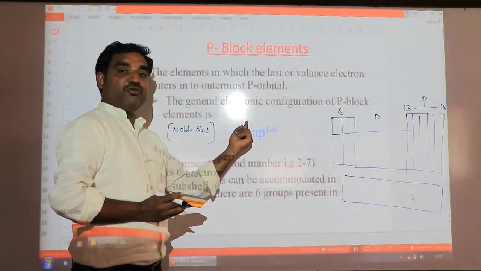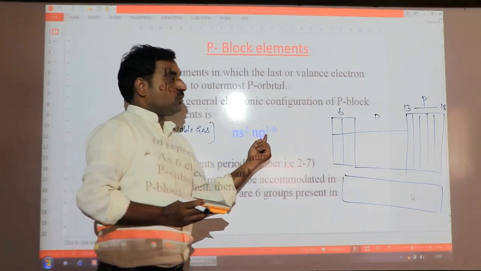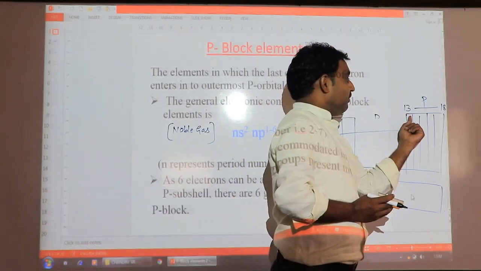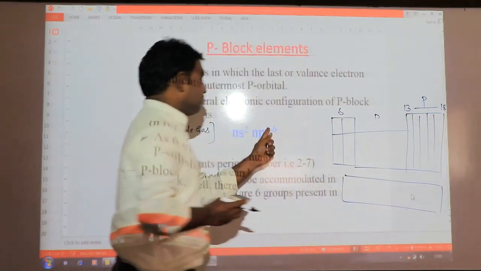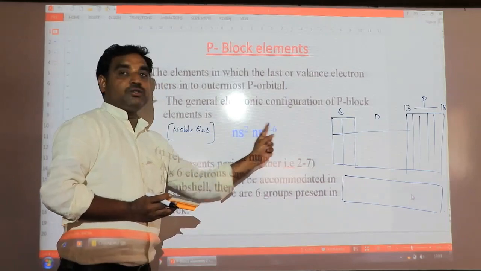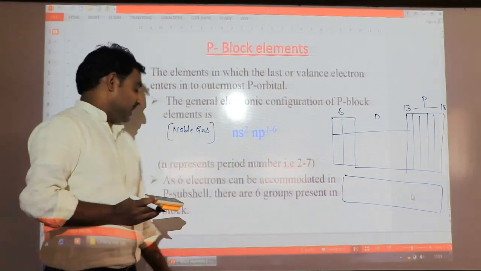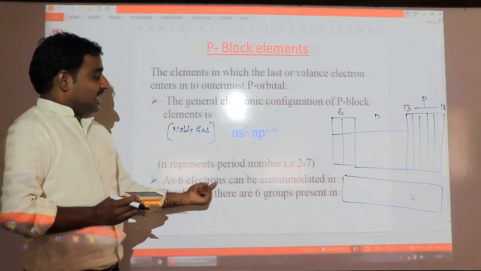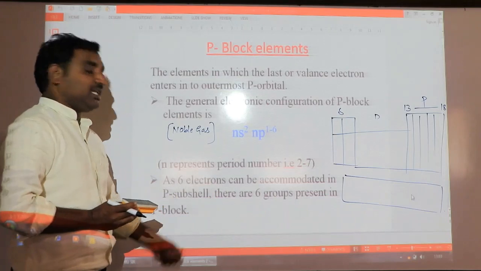ns2, the S orbital is fully filled. In the P orbital we keep adding one electron at a time as we go from left to right. Here p1 to p2, p3, p4, p5, p6 like that. Hence we write np 1 to 6. n represents the period number, that is 2 to 7 here. As 6 electrons can be accommodated in the P subshell, there are 6 groups present in the P block.